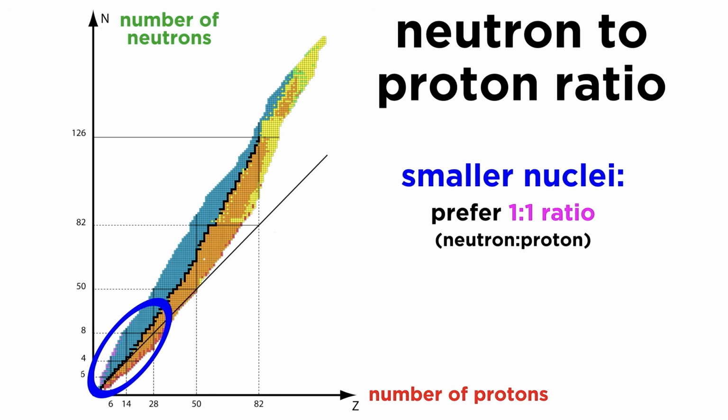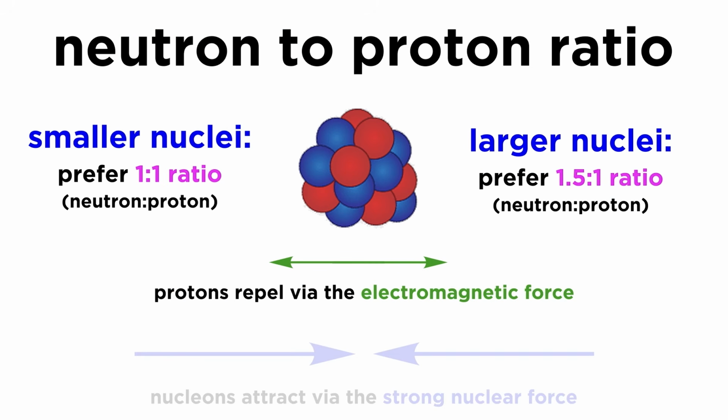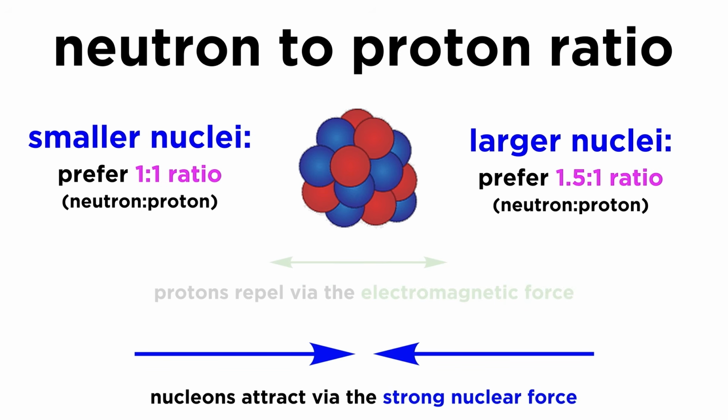It also reveals a firm preference exhibited by nature to use nuclei that at very low mass show roughly a 1-to-1 ratio, like nitrogen-14 with 7 protons and 7 neutrons. But as the nucleus gets larger, the ratio shifts closer to 1.5 to 1. This is because as more and more protons are added to the nucleus, the repulsion between them gets greater and greater, so more neutrons, which are of neutral charge, are needed to diffuse some of that repulsion.